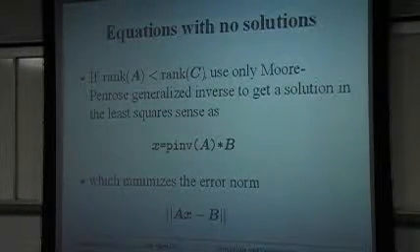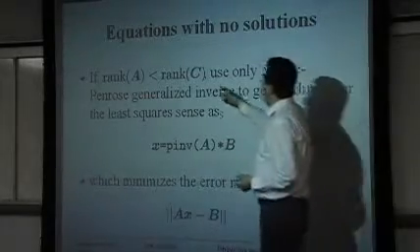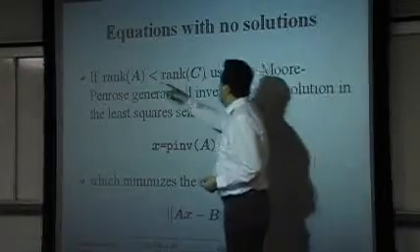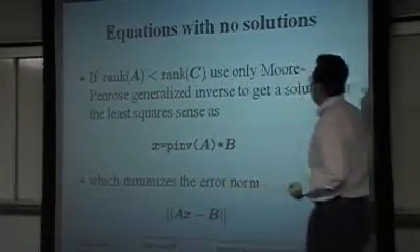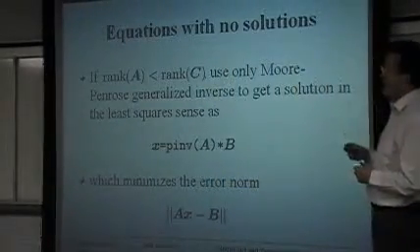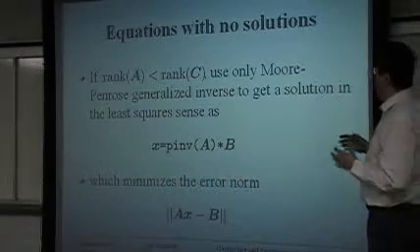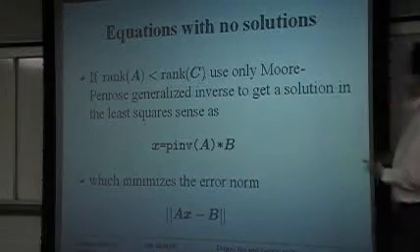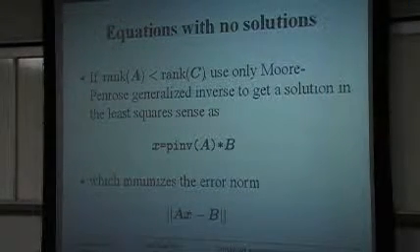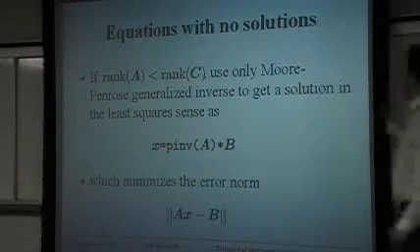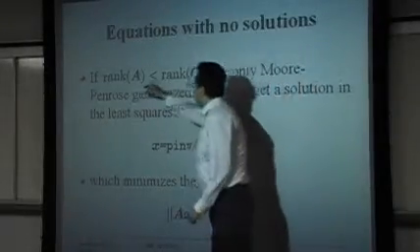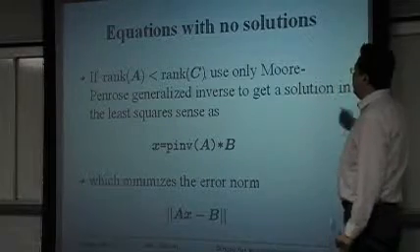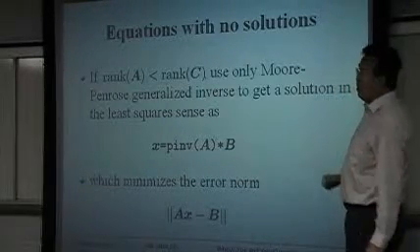You can still construct a testing matrix C. And if the rank of A is different from the rank of C, we say that the equation is a conflict equation. There isn't any solution to the equation. So if this condition holds, then we say that there isn't any solution to the original problem.